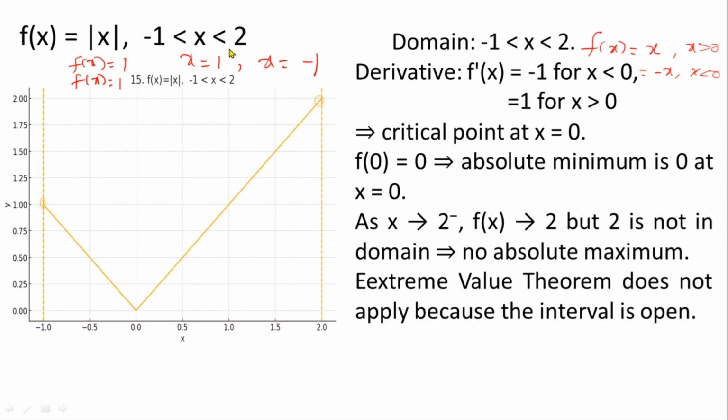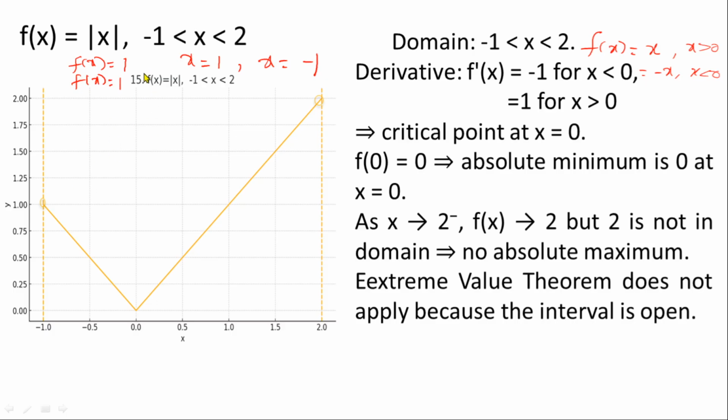And the graph, that is mod x. Mod x means f of x equal to x for x greater than 0 and f of x equal to minus x for x less than 0. It means f of 0 is 0. And suppose x is 0.5 or minus 0.5, then y is 0.5. And for x equal to 1 or minus 1, y is 1. That is the graph of mod x.